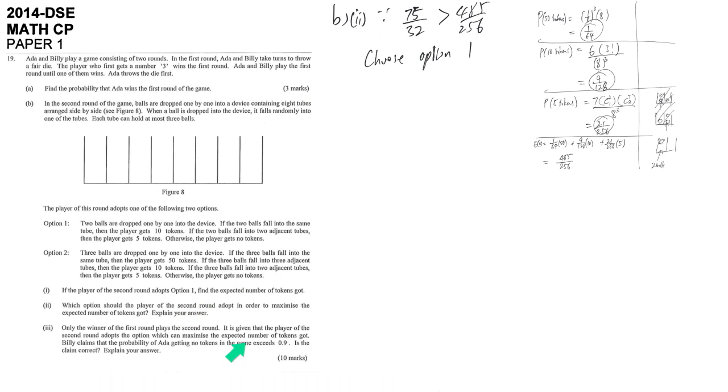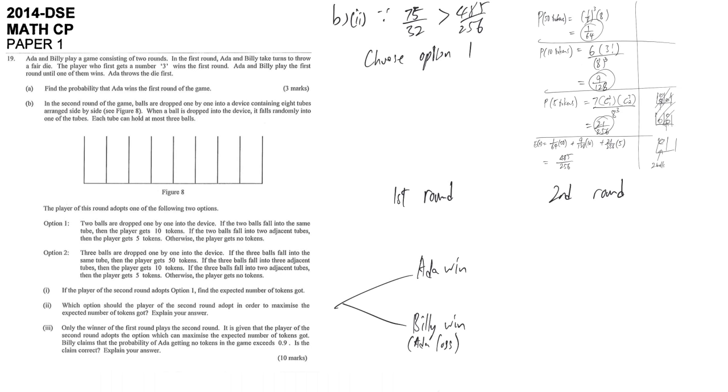Then we follow this formula. Billy claims that the probability of Ada getting no tokens in the game is 0.9. So we are trying to find out the probability of Ada getting no tokens. So we need a tree diagram. The first stage is round 1, the first round. The second stage, of course, is the second round. In the first round, there are 2 outcomes: maybe Ada wins, or Billy wins, which means Ada loses.